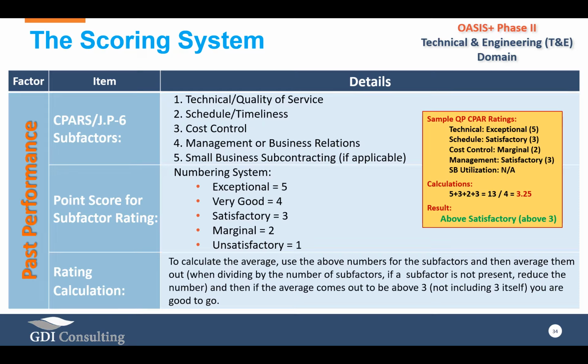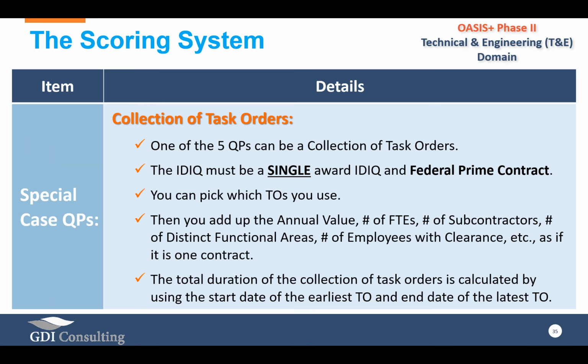So how do you calculate it? You add these up. 5 plus 3 plus 2 plus 3 comes to 13. You divide it by 4, not by 5, because small business utilization was NA. So you divide by 4, you arrive at 3.25. Now, satisfactory is 3, so 3.25 is considered above satisfactory. It's good to go. You can use this contract. So this is how you actually calculate above satisfactory for each CPAR or JP6 form that you have.